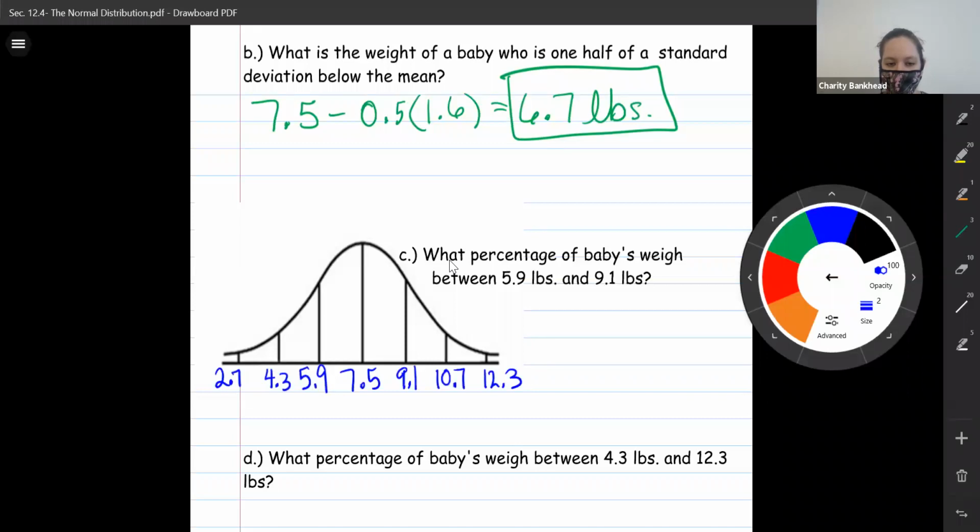Okay, so then the question is, what percentage of babies weigh between 5.9 and 9.1 pounds? So what percentage of babies are in this range here? So that's one standard deviation on either side of the mean, so that's 68%.